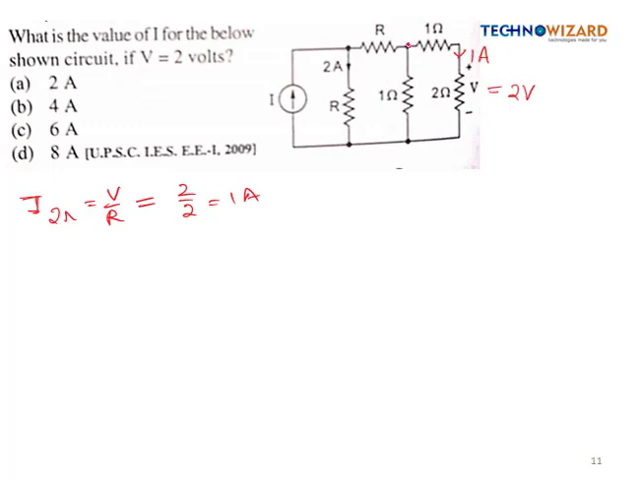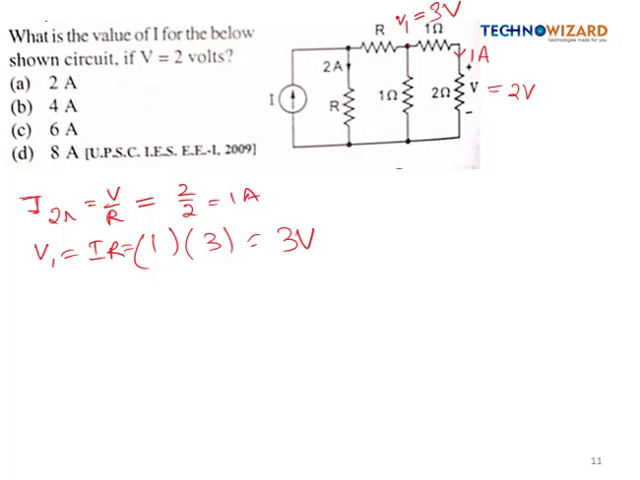So we can find out the voltage at this node, that is V1. So V1 will be simply current into resistance. So here the current will remain same because they are connected in series, which is 1, and the resistance is 2 ohm in series with 1 ohm, which will be 3. So here the V1 is coming as 3 volt, right?